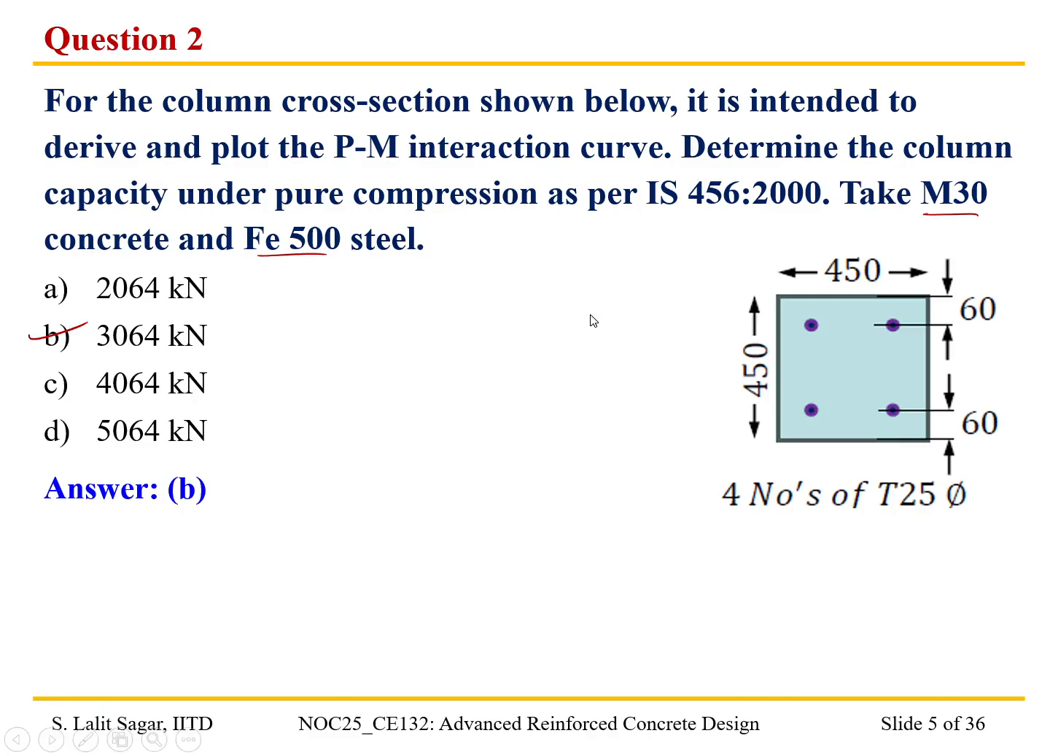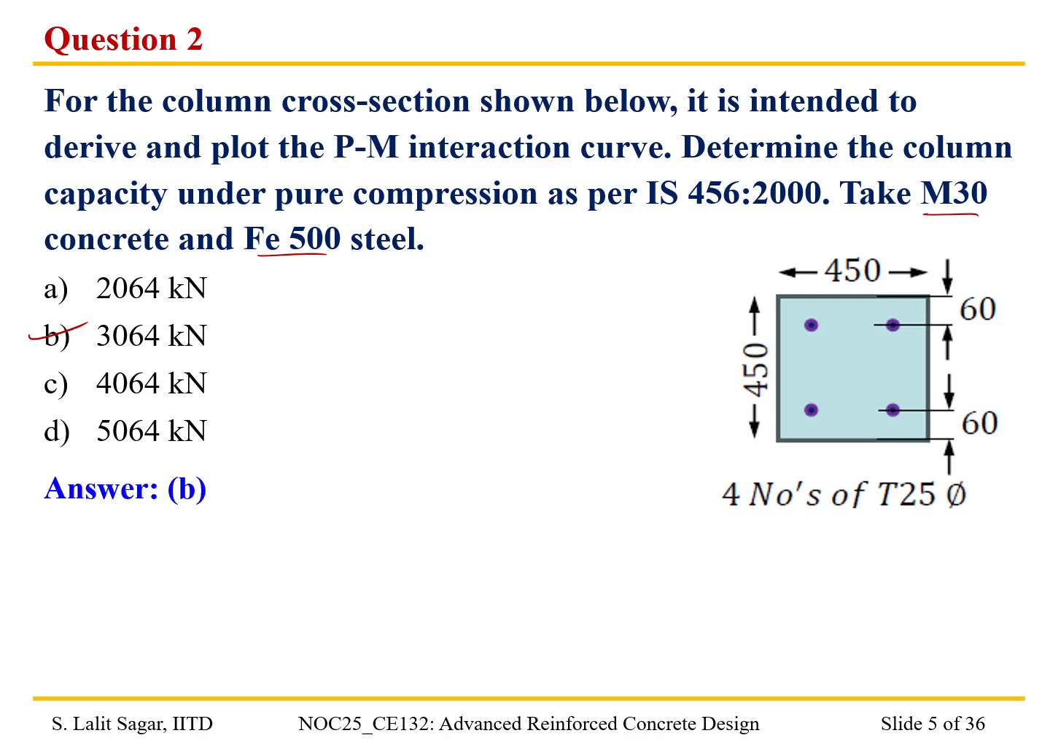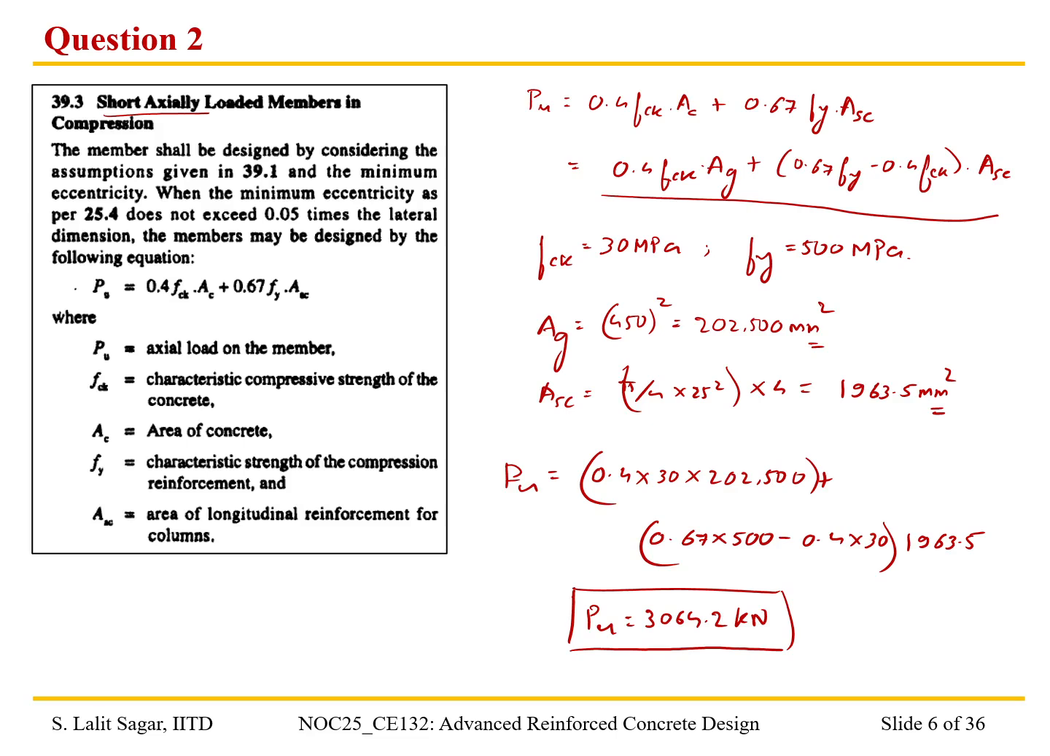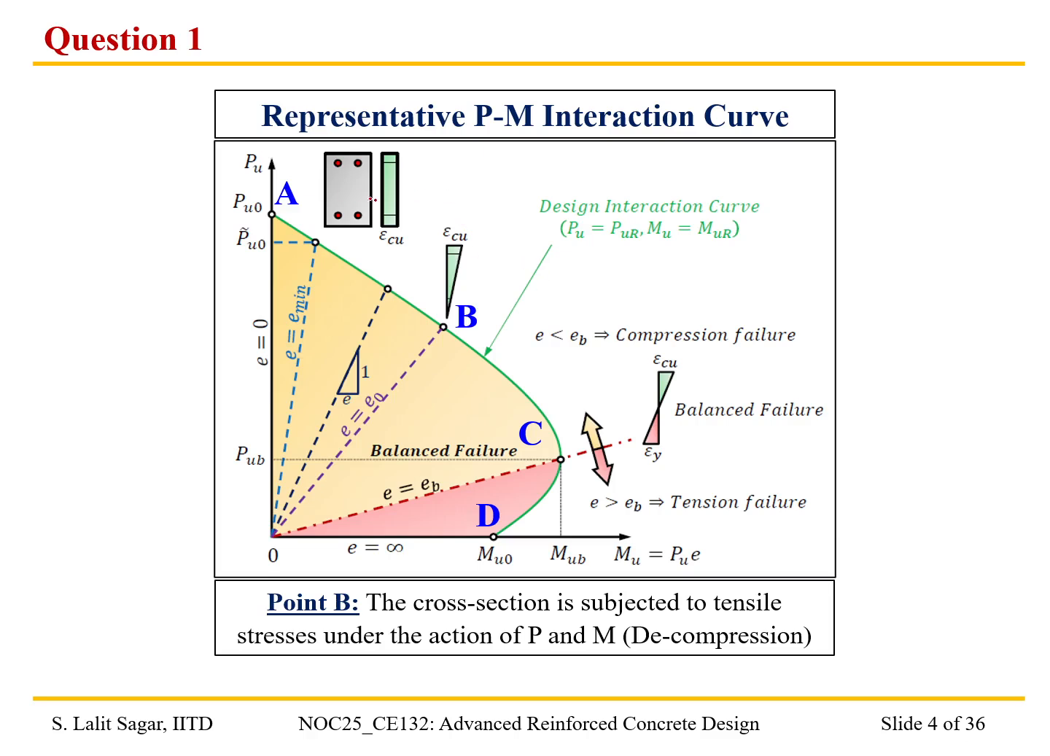Okay, so let us proceed to the next question now. So essentially, we are in question two where we are constructing the PM interaction curve. So we have obtained this point that corresponds to the pure axial compression, that is point A. Okay, so let us proceed to determine the rest of the points and try to construct the PM interaction curve.